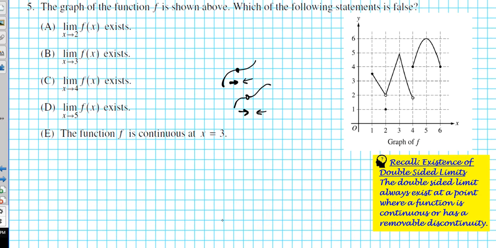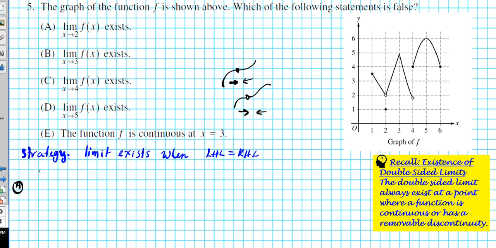So the strategy that we're going to be using, let's write it down. Strategy is, we want to find where the limit exists. That's for option A to D. Limit exists when the left-hand limit is equal to the right-hand limit. Okay? Alright, let's take a look at option A.